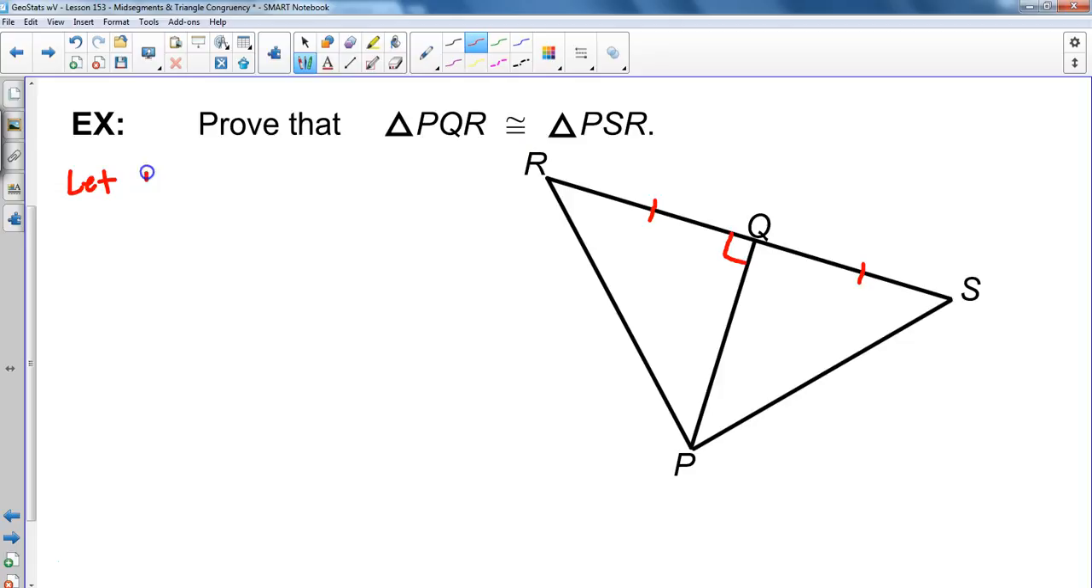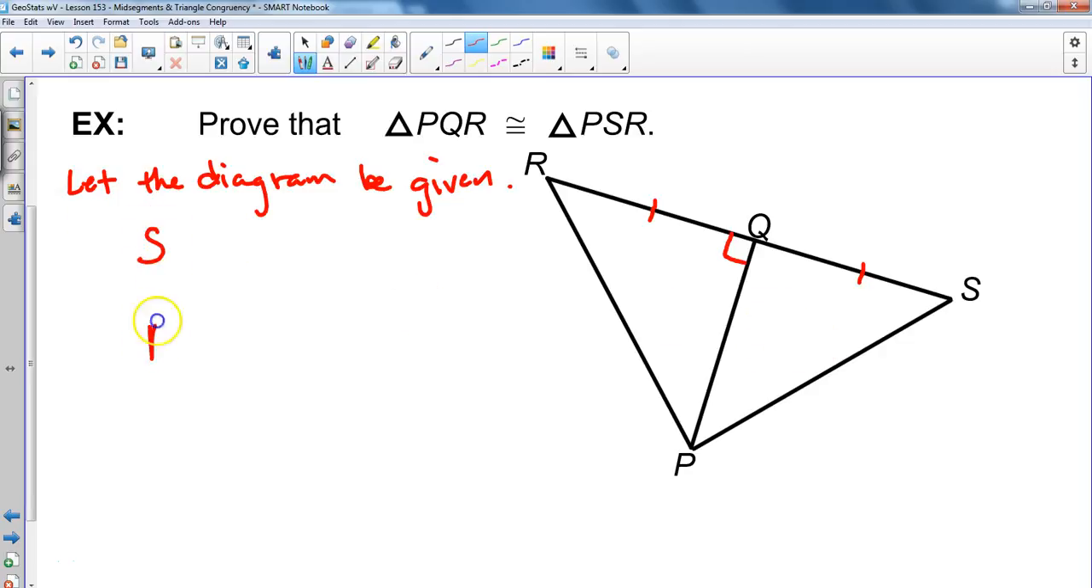First things first, let the diagram be given. If you step back and look at what we have right here, we've got a perpendicular bisector. PQ is chopping this opposite side in half, and it's also perpendicular to the opposite side. What we want to do is show that the two triangles created by this perpendicular bisector are congruent. We're going to use SAS to do it.